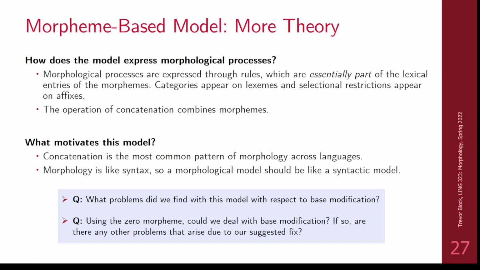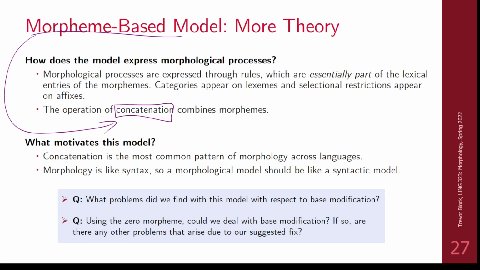So there's some extra slides about the morpheme-based models. Just as a reminder, the morpheme-based model essentially gives us rules through lexical entries. It doesn't tell us exactly how we combine things, but it gives us the lexical entries, and it allows us to use tree structures to combine things as necessary. And this is all done through concatenation. So the morpheme-based model is really focused on concatenation. And this model exists because concatenation is the most common pattern across languages that creates words. So it makes sense to think of morphology as being concatenation-based.